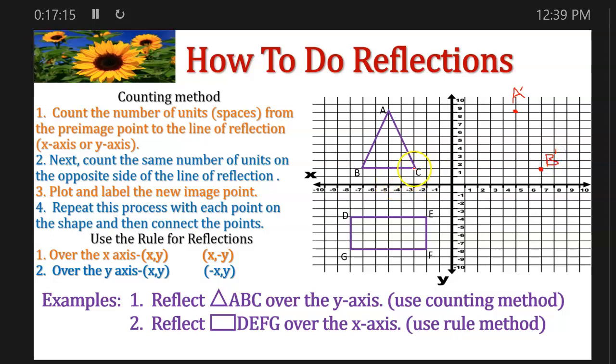Now let's do the C. The C is 1, 2, 3 spaces from our line of reflection. So let's count 1, 2, 3 on the other side. And there's our C prime point. Connect your points together and you have now successfully reflected triangle ABC over the y-axis line.